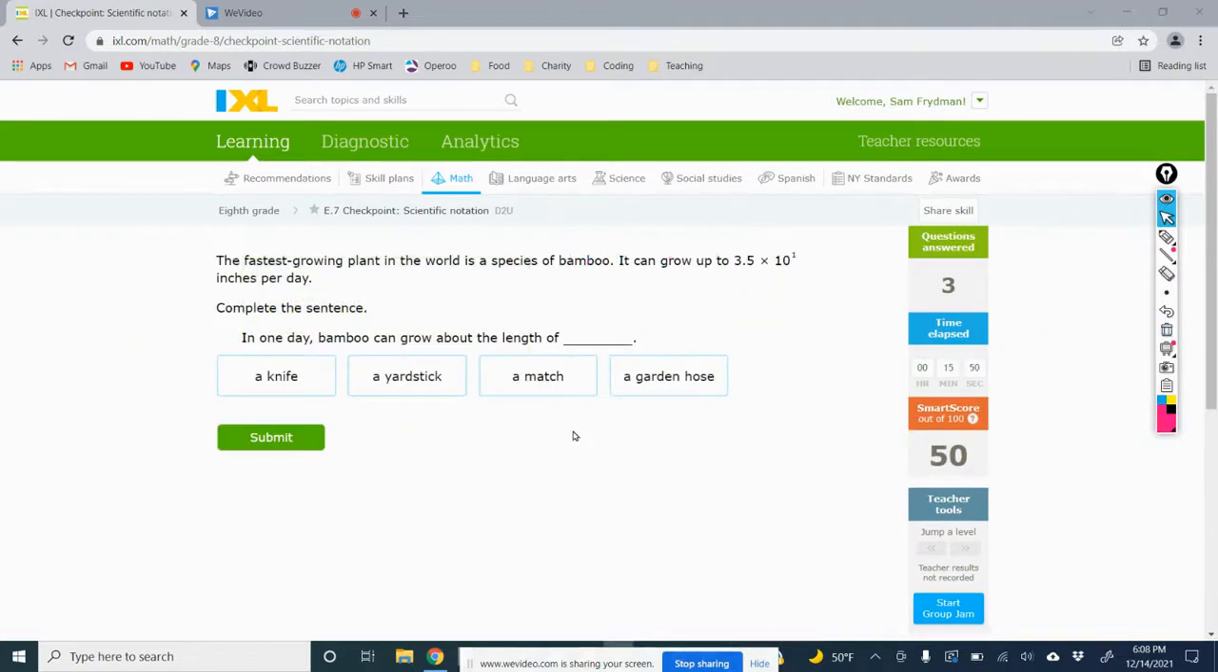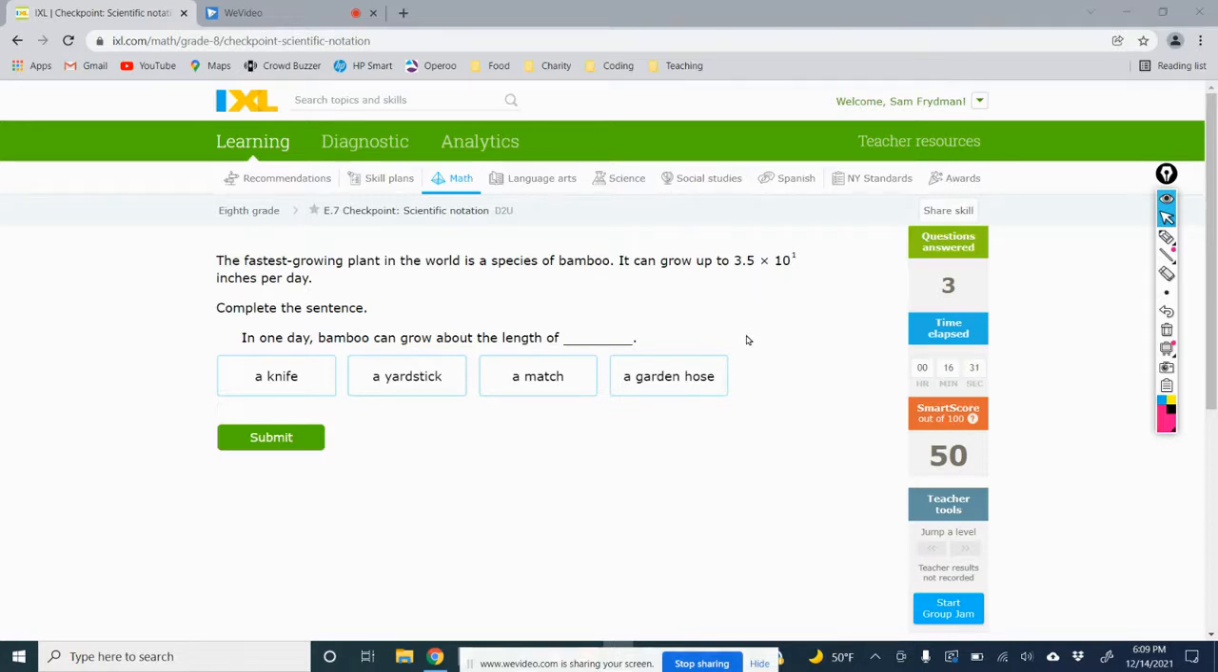Okay. The fastest growing plant in the world is a species of bamboo. Cool. It can grow up to 3.5 times 10 to the 1st inches per day. All right. Complete the... well, that's just 35, right? 3.5 times 10 to the 1st power is just 35. So it can grow up to 35 inches per day. Wow, that's a lot. That's almost 3 feet. So bamboo grows almost 3 feet every single day. That's cool. Complete the sentence. In one day, bamboo can grow about the length of... Oh, okay. I didn't even realize that was this kind of problem.